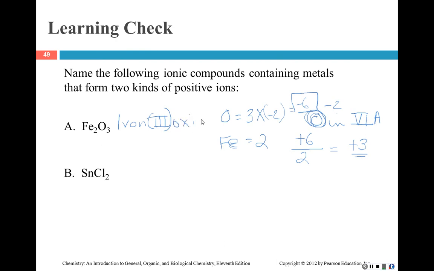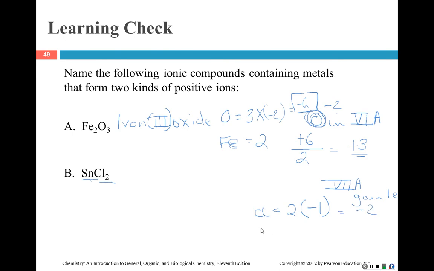oxide. This is tin chloride, okay? So I look at chlorine. Chlorine again is in 7A. Okay, so I know it's going to gain 1. And so if it gains 1 electron, that means that I'll have a -1 charge on the chlorine. I have 2 of those. So that gives me a total -2.